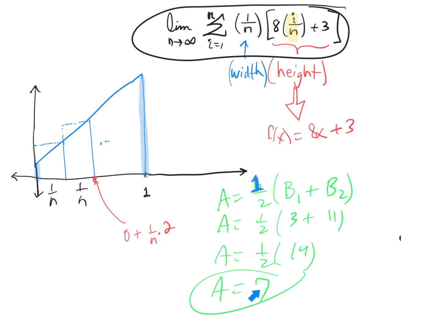All right, you might also be thinking, couldn't we also have done the definite integral from 0 to 1 of 8x plus 3 dx? And yeah, you could have done that too, but we didn't review any of that yet. You'll get 7 there as well.